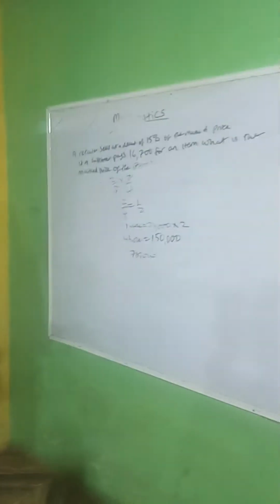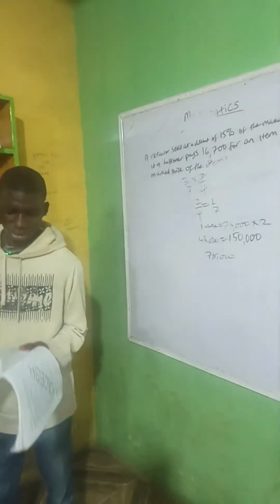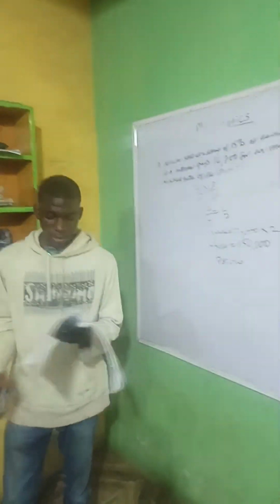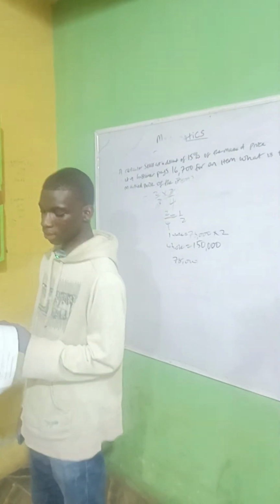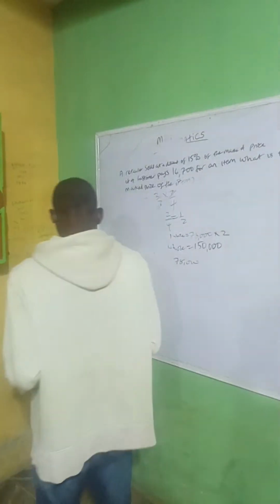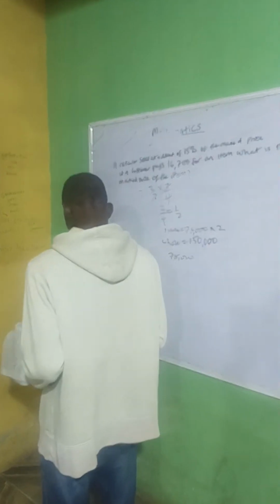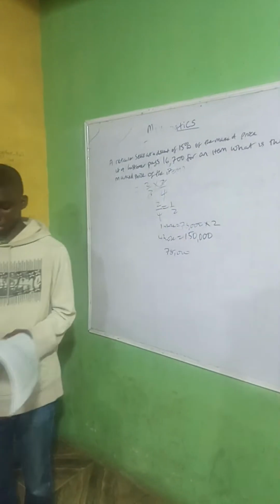So here is the question. Wait first, let's hear the question. This one is not hard. 5 raised to power x minus 2 is equal to 625.